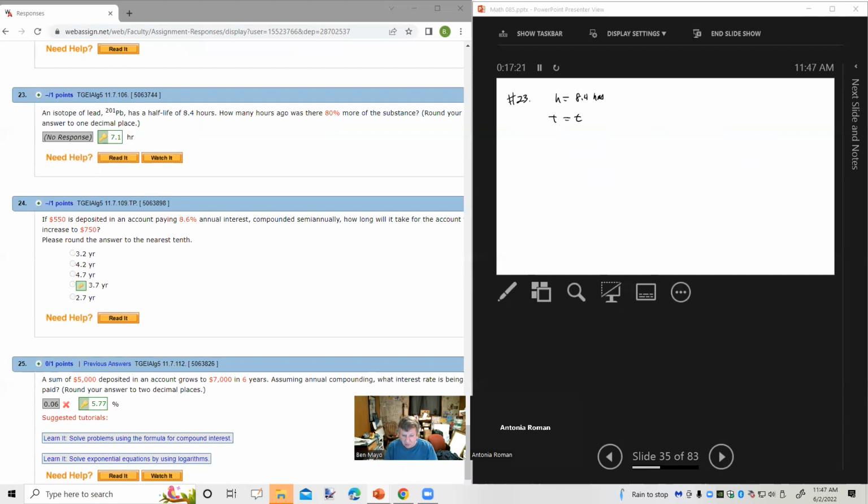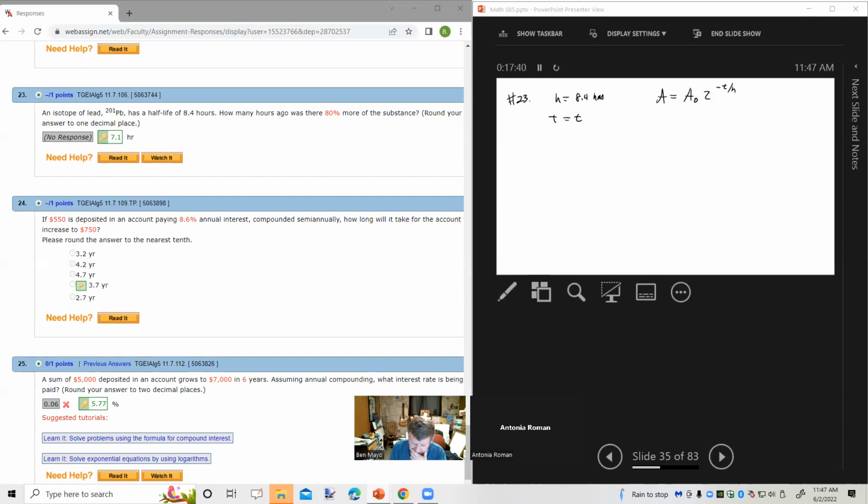So instead of saying we're starting with an amount, what's the end amount? They're saying we know the end amount. How long ago was there 80% more in the past? Okay, so how's that going to work? Well, let's see here.